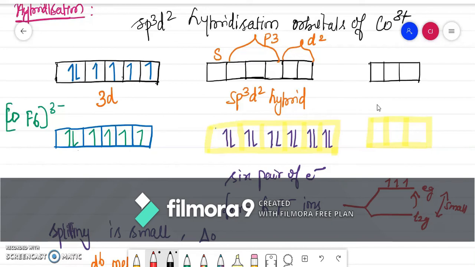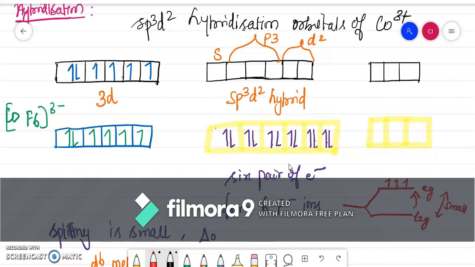That means what? These outer electrons participate in it, and it is also a spin-free complex. That means high spin is happening. So the 6 electrons are filled here. In the high spin, what is happening? The 6 pairs of electrons come from the 6 F minus ions. 6 pairs of electrons means what? Here, if you see the electronic configuration, the 3d filling of orbitals, 6 electrons have filled here. For the ligand, 6 electrons should fill here. So 1 2 3 4 5 6.